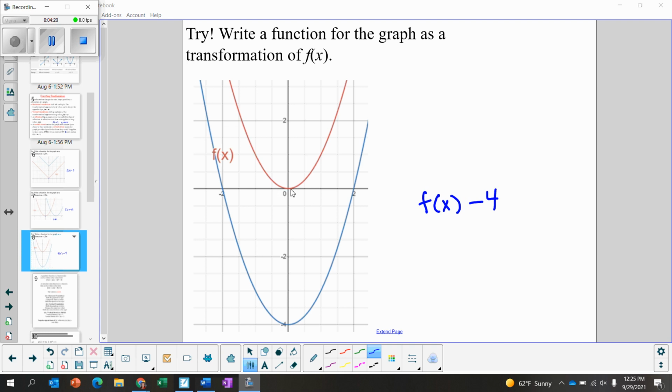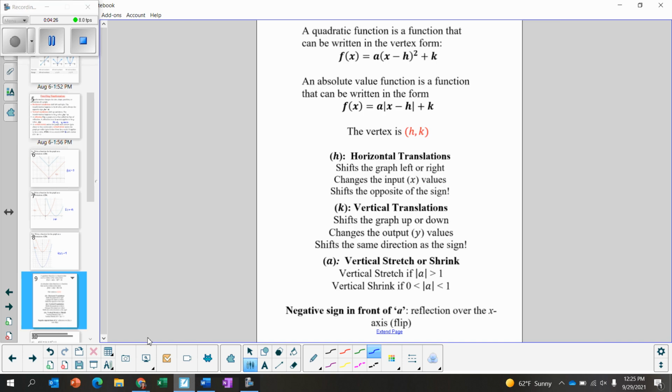All right, so this graph moved down 4 units, so it's f of x and then -4. Another way to view these is as vertex form for both a quadratic and an absolute value, looking at the transformations happening within it. For quadratic, we have a(x minus h) squared plus k. For absolute value, same thing, except instead of the squared, we have absolute value bars.